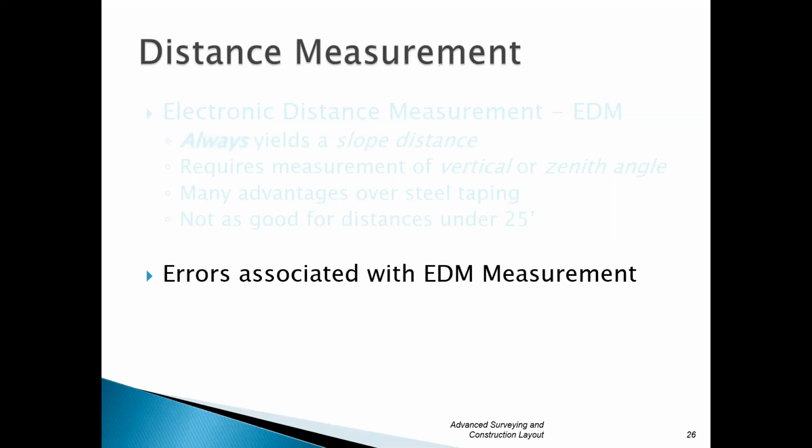Now, in longer distances, 30 millimeters is not that big, but in shorter distances, 30 millimeters is more important. So that's what we call a reflector constant. I'll show you some of this stuff as we get out into the field as well, but those are important things.